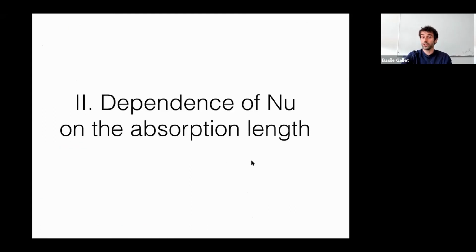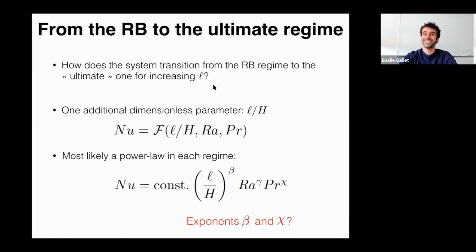Okay, so that's interesting, but it also asks new questions from the point of view of fluid dynamics. Specifically, we've seen that by changing the absorption length L, we can transition from the Rayleigh-Benard regime to the ultimate one. In other words, we have a new dimensionless parameter, which is this dimensionless absorption length L divided by H. So now the Nusselt number should be a function of the Rayleigh number, of the Prandtl number, but also of this new dimensionless parameter. And most likely, we would expect a parallel dependence in each regime as a function of this new parameter L over H.